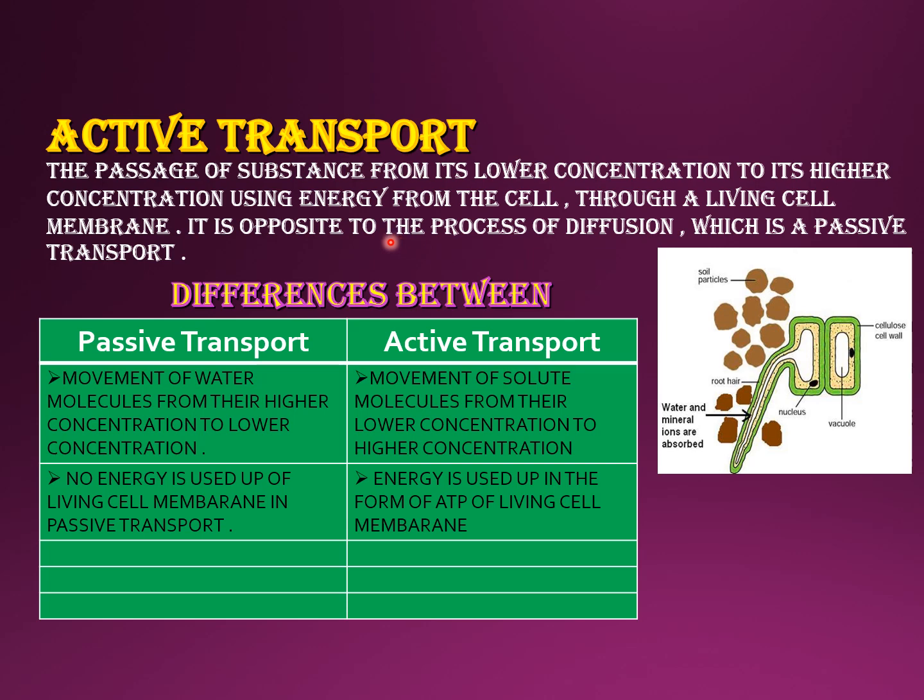In the same way, passive absorption is when the plant is normally absorbing water. When it is transporting water molecules from a region of higher to lower concentration, we call it passive transport, where no energy is utilized. It is also explained in the form of two differences, passive and active transport.